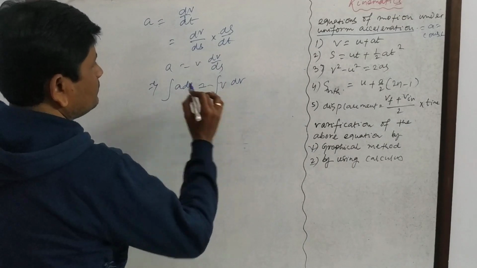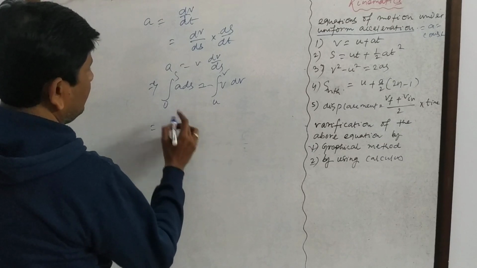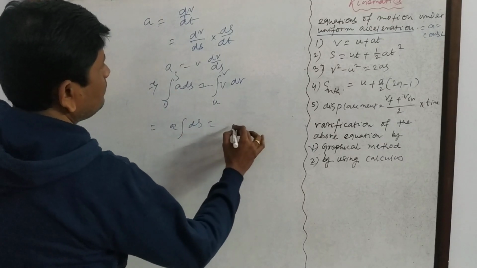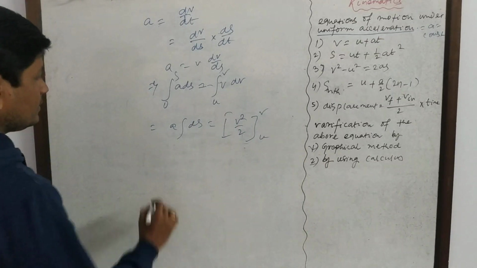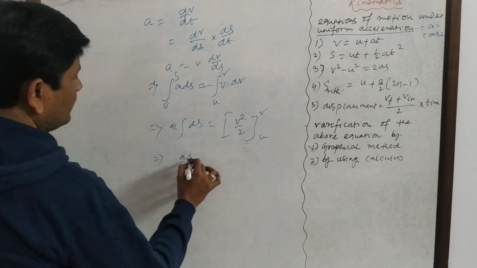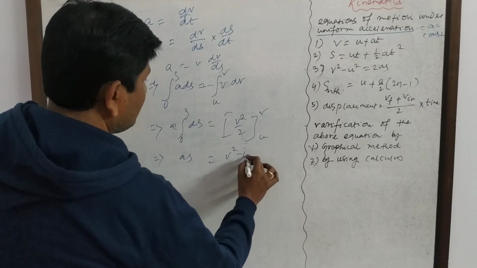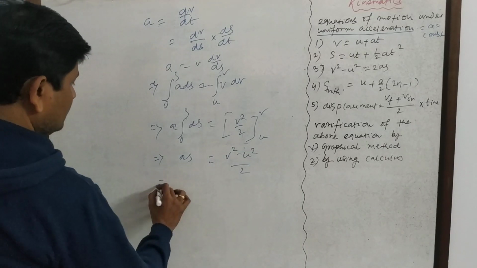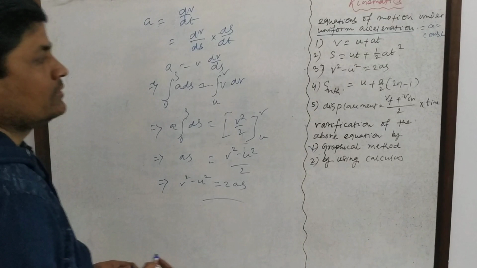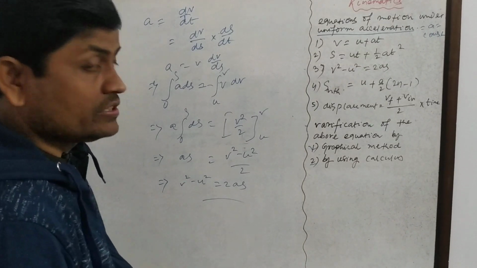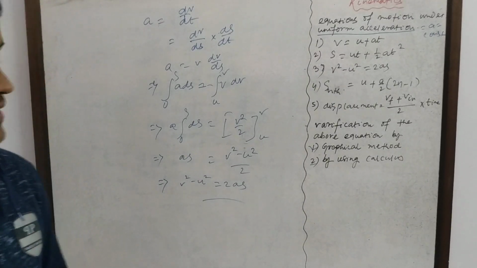Integrating both sides and applying definite integral, U to V and 0 to s. A is constant, A integral of ds is equal to V square by 2. Applying definite integral as 0 to s, that is AS is equal to V square minus U square by 2, that is V square minus U square is equal to 2AS. Proved. Okay, in the next class we will see the graphs of equations of motion, the v-t graph, a-t graph, v-s graph, etc. Thank you.